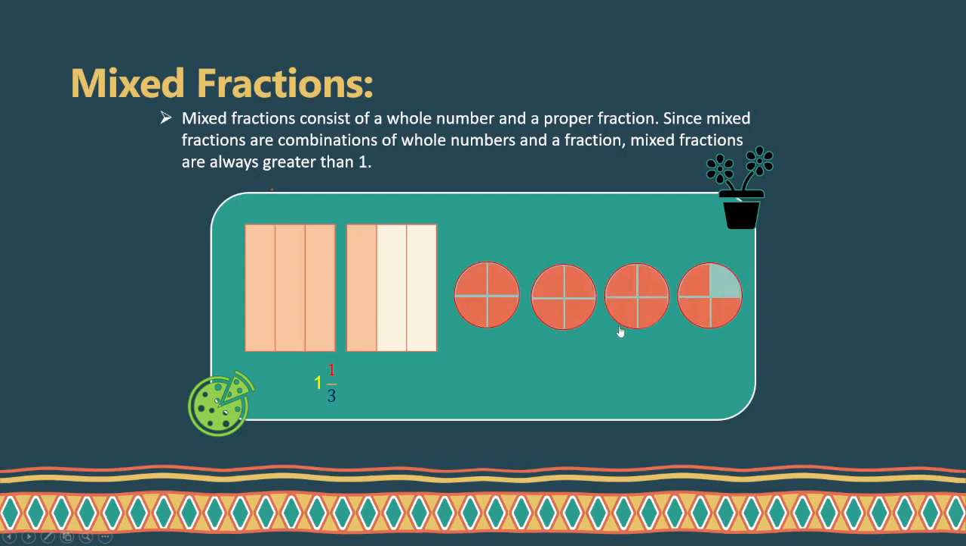According to this circle, this is also an example of a mixed fraction. This can be written as 3 and 3 by 4. 3 indicates the 3 whole circles and the fourth circle has 3 parts colored. This circle is divided into 4 equal parts. These are examples of mixed fractions.